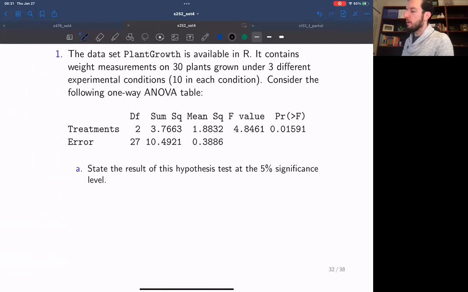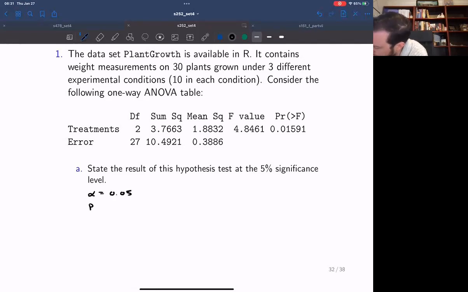Consider the following one-way ANOVA table. Okay, so in this ANOVA table, you can see we have the treatment source, we have the error source, we have the degree of freedom, the sum square, the mean square, the F value, and then in the last column, we're being given the P value. State the result of this hypothesis test at the 5% significance level. All right, so we have alpha equals 0.05.